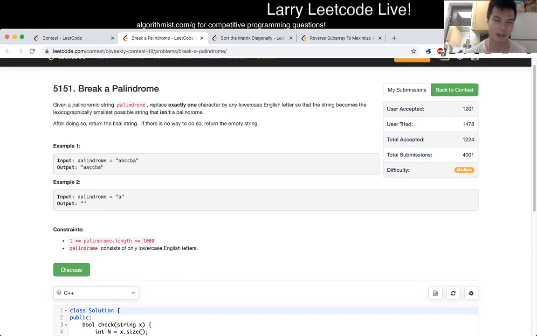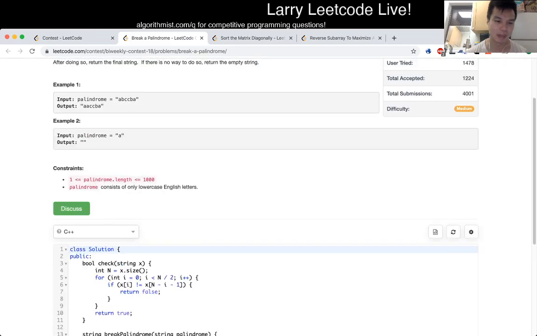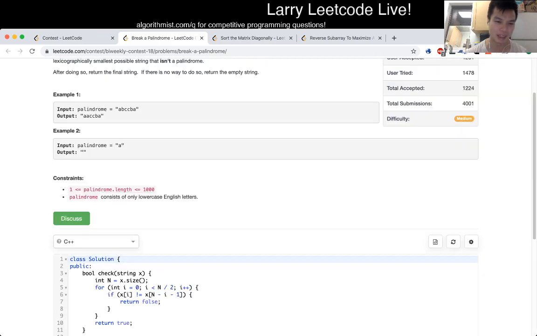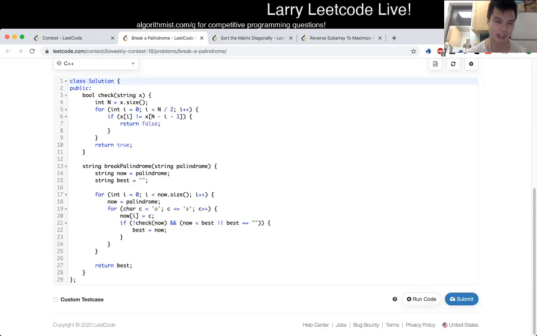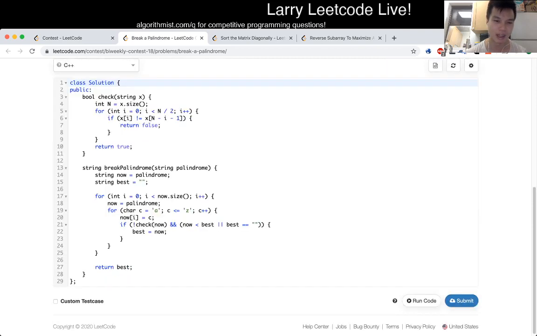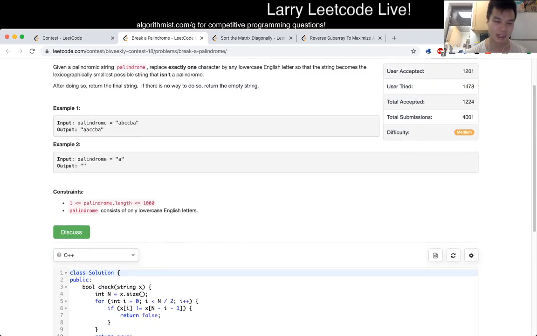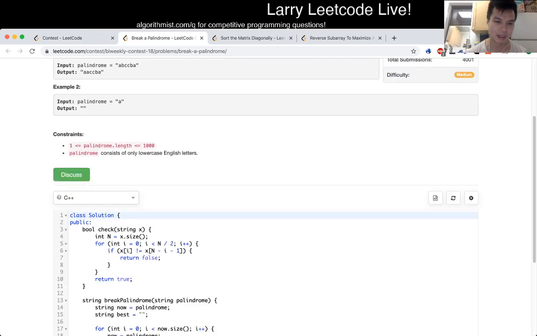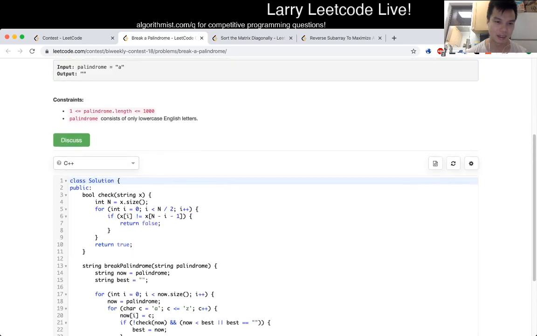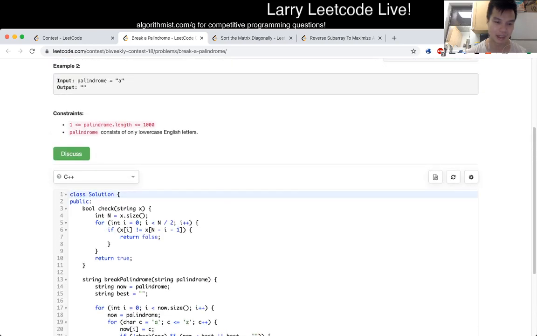What I did was, I was trying to think about whether there was some greedy way to get the minimal answer. But instead, I was like, okay, there's only 1,000, and there's only 1,000, and there's only 26 characters, so let's just try all of them and then get the smallest one. Technically, the worst case is going to be something like n squared times 26, but a lot of them.